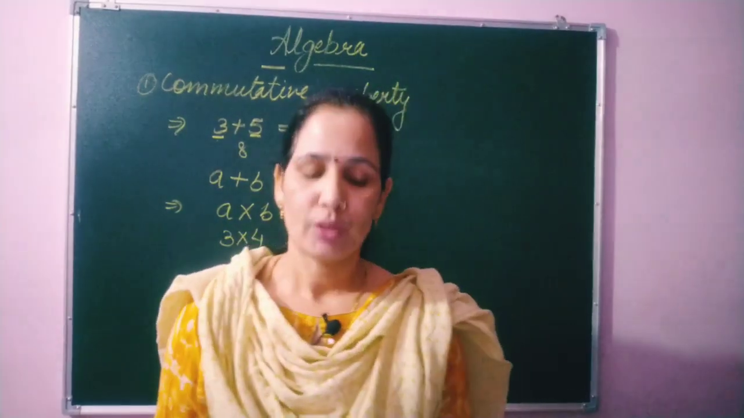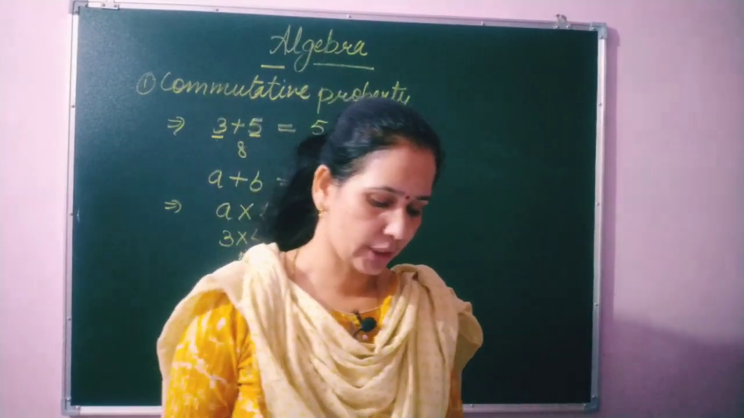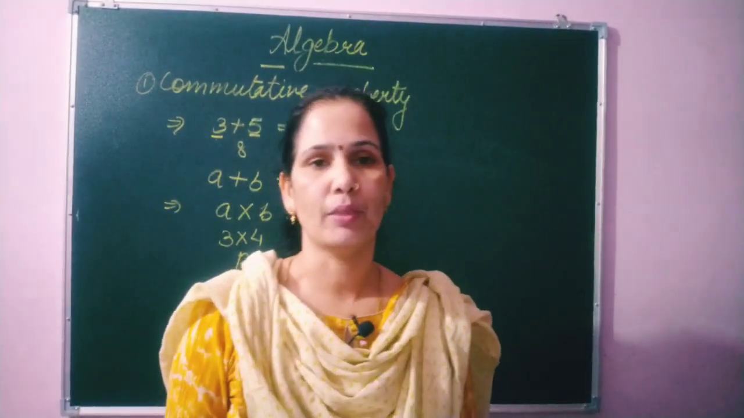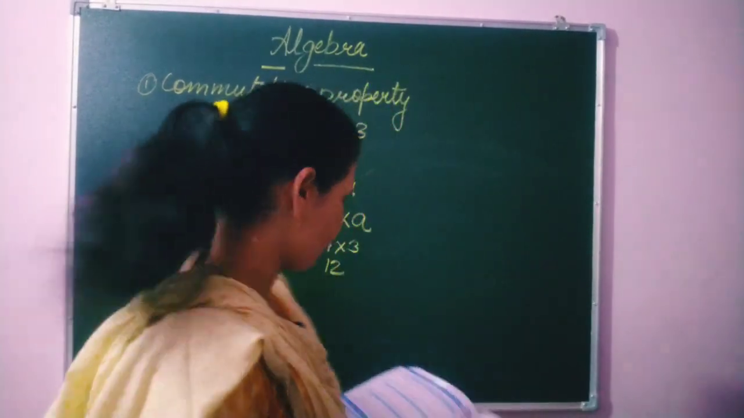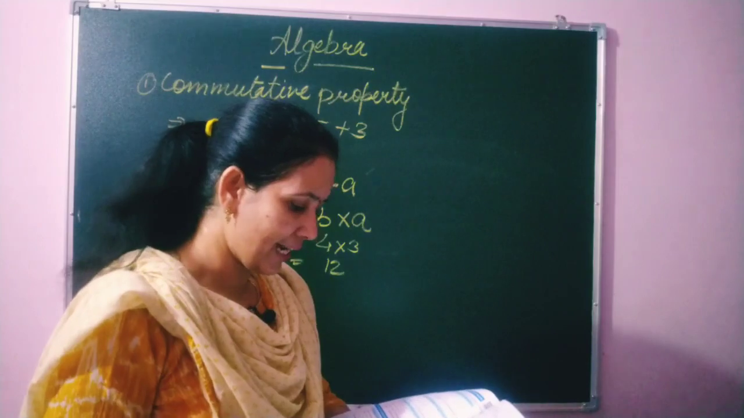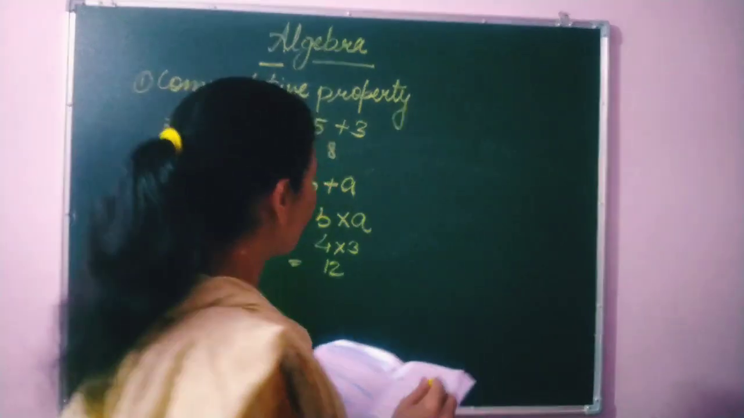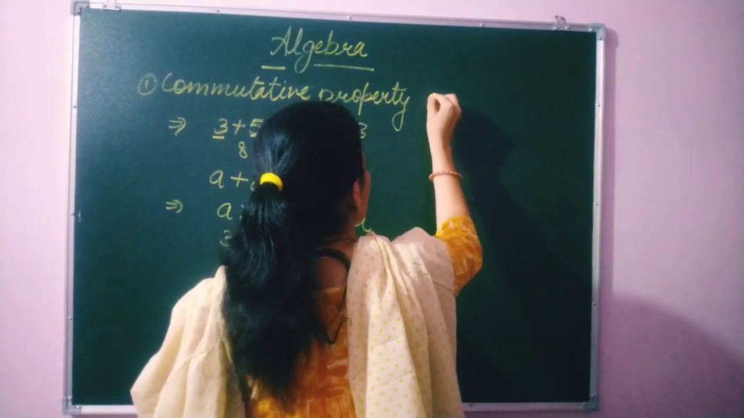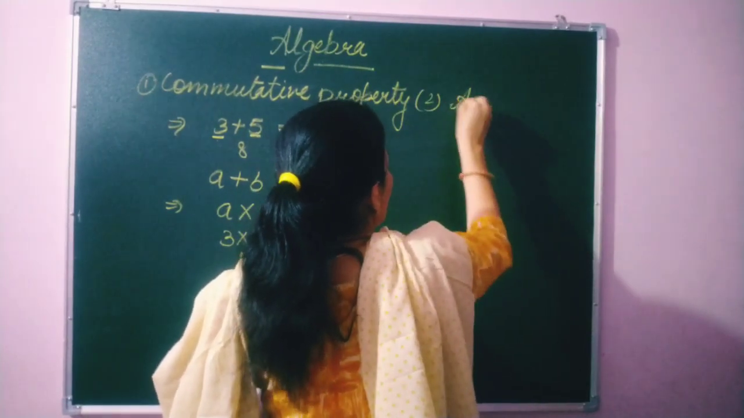Okay. Now the third property is the associative property. Associative property means that if we change the grouping of the numbers, the answer will remain the same in the case of multiplication as well as in the case of addition. So first, in the case of addition, that is the associative property.